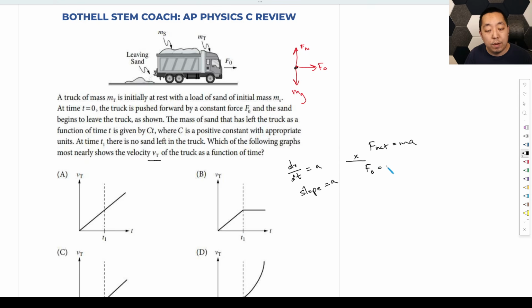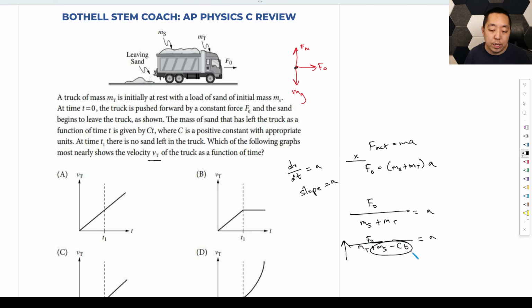In the x direction, we have F0 equals the mass times the acceleration. Now, what mass are we talking about? It's the mass of the sand plus the mass of the truck. If you divide by that, you get the acceleration. Now, the mass of the sand that left is given by ct, so we're going to be losing some mass here. It's going to be F0 over mt plus ms minus ct, because the sand mass is going to reduce over time, so that's going to increase the acceleration.